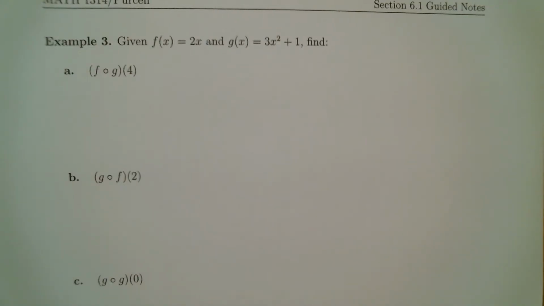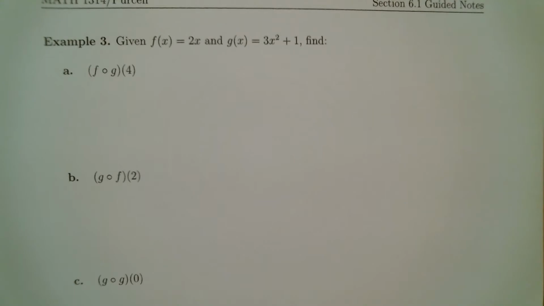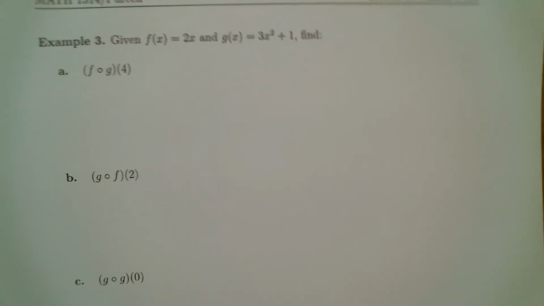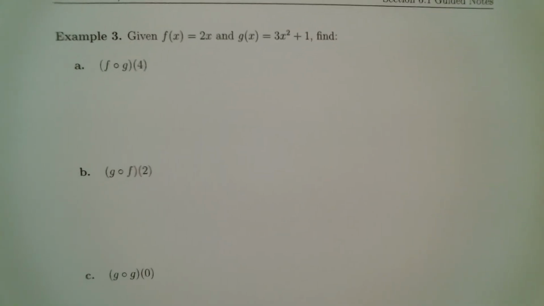In example 3, you are given two functions, and you are asked to find these three things. What you're doing here is evaluating a composite function, so you're just plugging a number into a composite function. That's basically what we've been doing in parts E and F for examples 1 and 2. So let's take a look at the first one. Luckily, there's no fractions here.